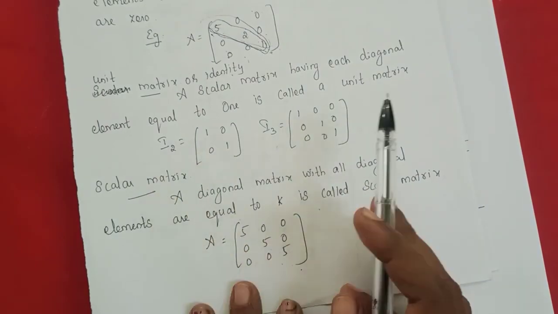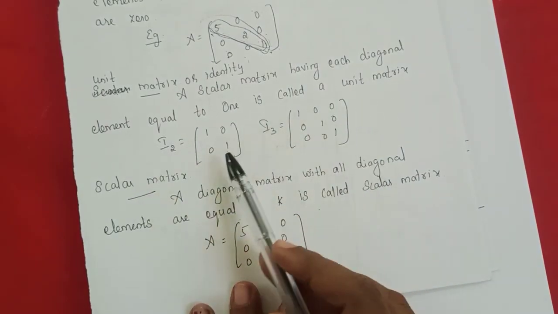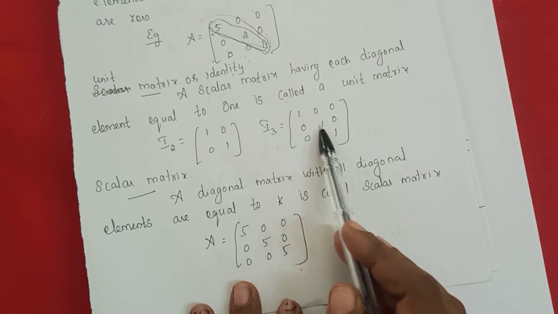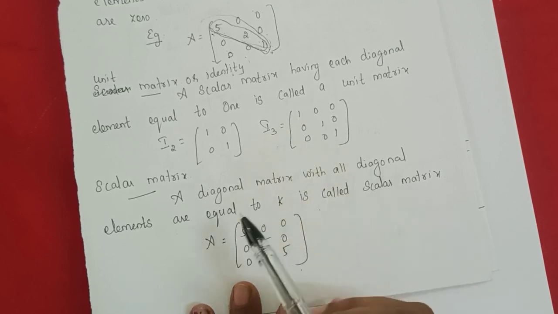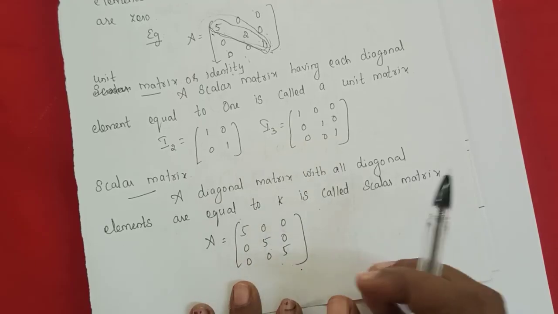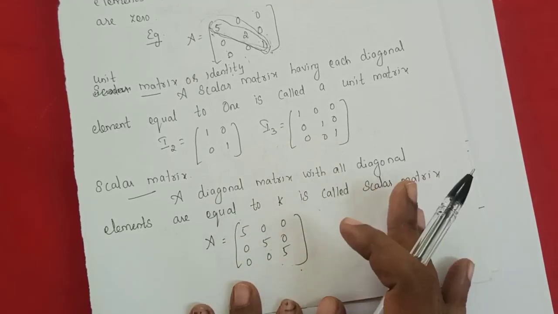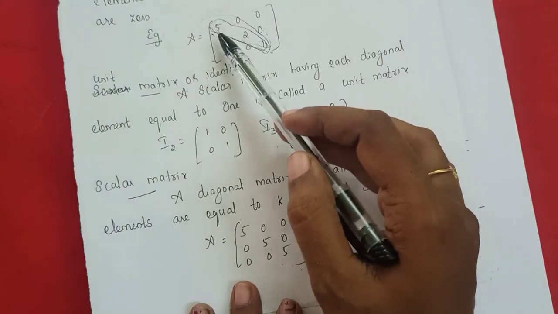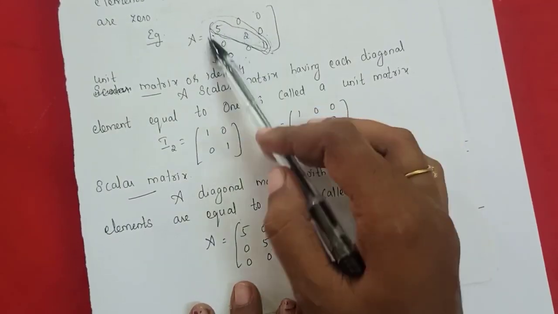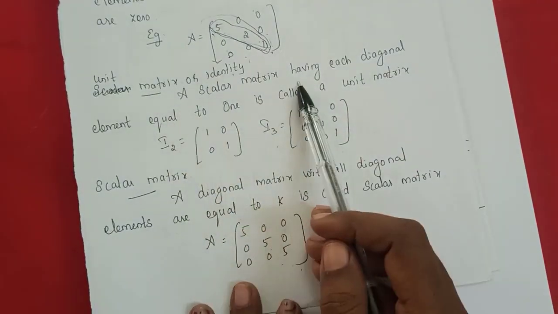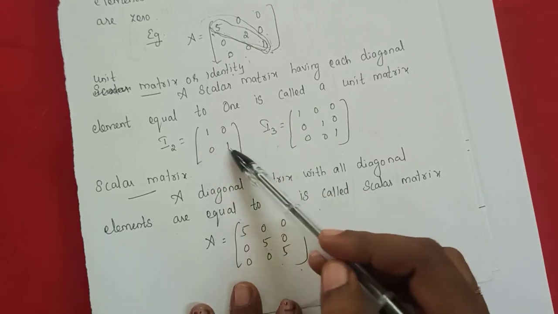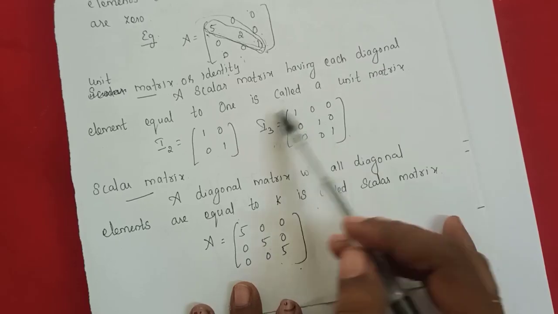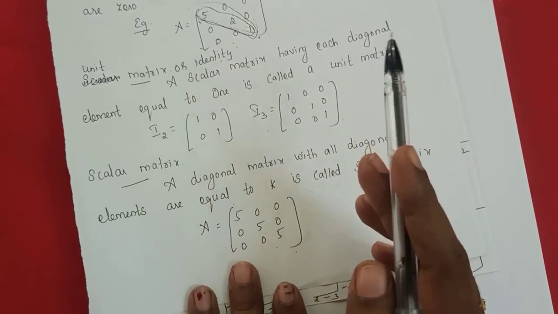Then the identity matrix, what's the difference? In the identity matrix the diagonal elements are all 1. So it is 1, 1, 1. There is a small difference between the diagonal, scalar and unit matrix. A diagonal matrix means the main diagonal elements can be different. A unit matrix or identity matrix means the diagonal elements are all unity. Unity means 1.